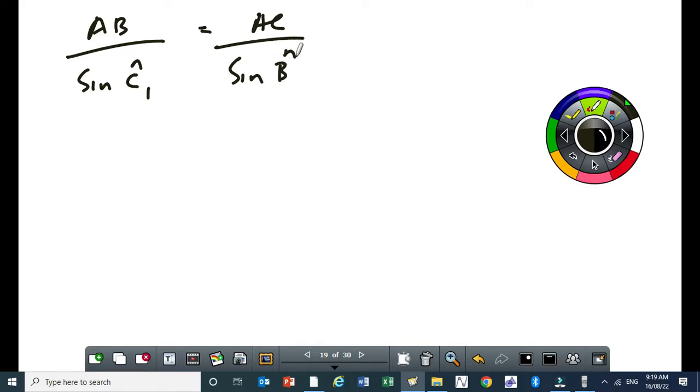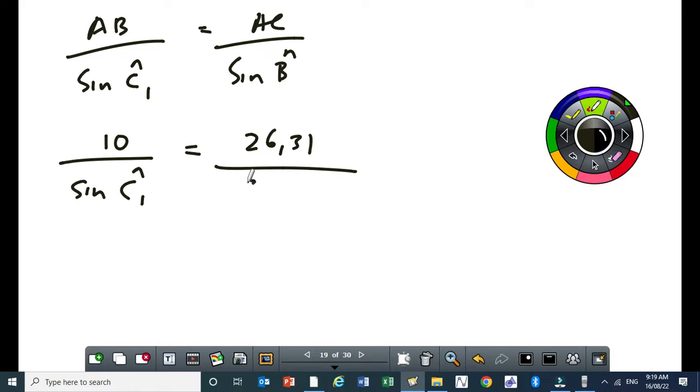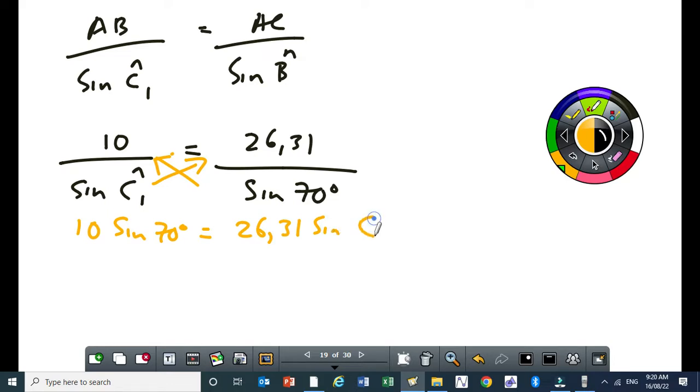Now what I'm supposed to calculate is this C1 here. So I'll substitute: AB is 10, over sine C1, equal to AC, which is 26.31, over sine 70 degrees. Now, can I have your attention? Can you put your pen down and look? When you get to this point, what are we trying to calculate? C1, right? So let's cross multiply. At this stage, I don't want to skip a step. So that will be equal to 26.31 times sine of angle C1.